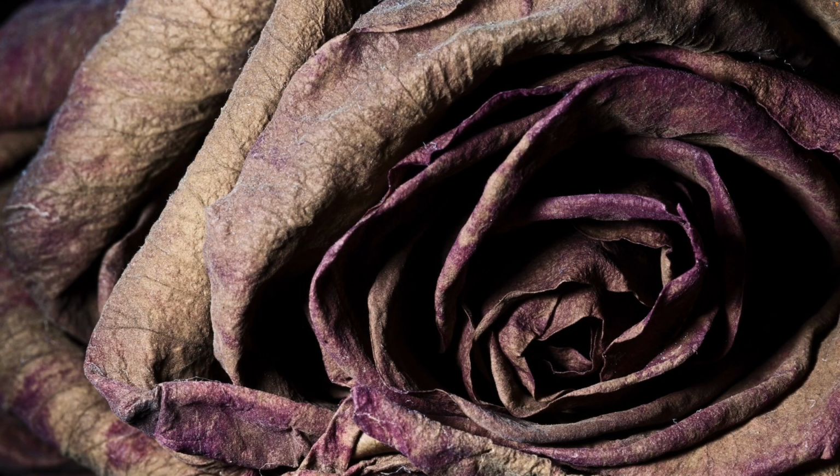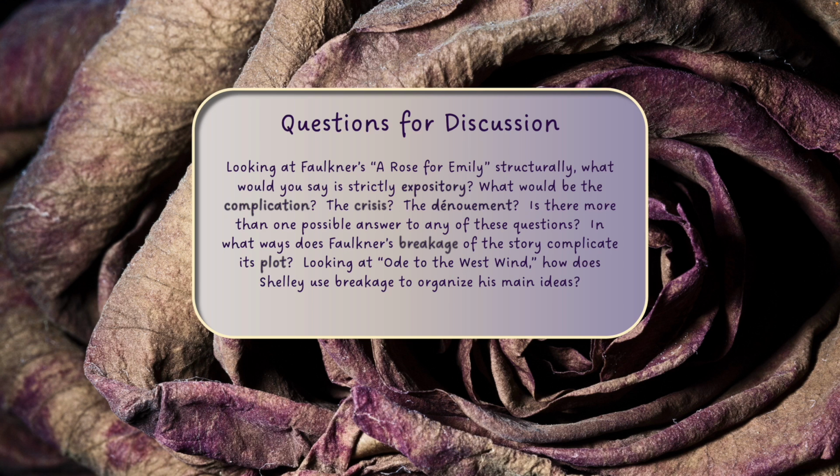So, thinking about the material you read for this week, A Rose for Emily and Shelley's Ode to the West Wind: looking at Faulkner's A Rose for Emily structurally, what would you say is strictly expository in the story? What would be the complication, the crisis, the denouement? Is there more than one possible answer to any of these questions? In what ways does Faulkner's breakage of the story complicate its plot?